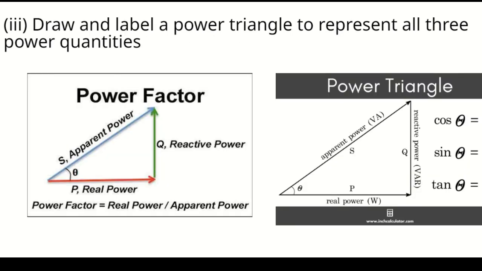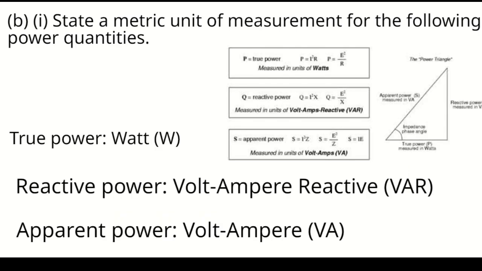Now the other question, which is part 3, asks us to draw and label a power triangle to represent all 3 power quantities. One of the things that we need to pay attention to when we are doing the exam is this: if you did not know what the power triangle consists of, the question would have given you in part A, when it asks you to state the unit of measurement for the power quantities.